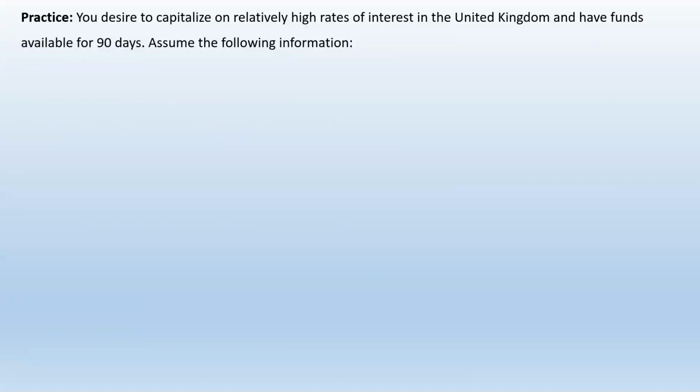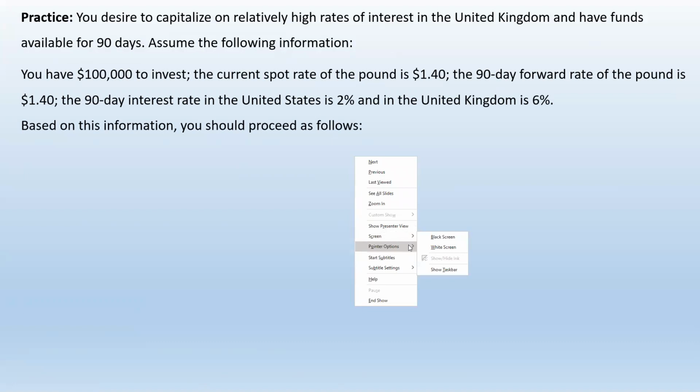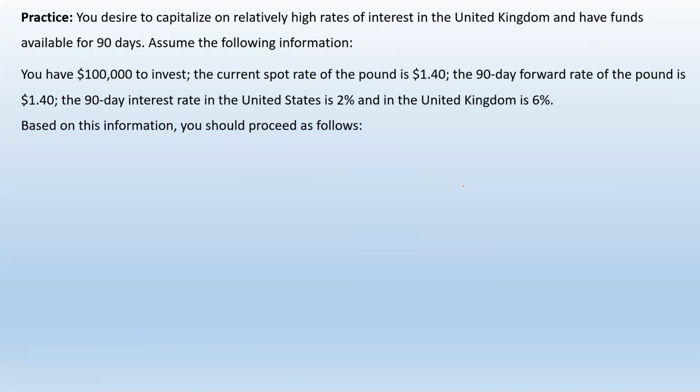So again, this is a practice you've seen before. You have 100,000 US dollars to invest, the current spot rate is $1.4 per unit, and the 90-day forward rate of the British pound is 1.4. Again, we need to differentiate those two. This first one is S, the spot rate. Although the number is the same, the meaning is different. The second 1.4 is the forward rate.